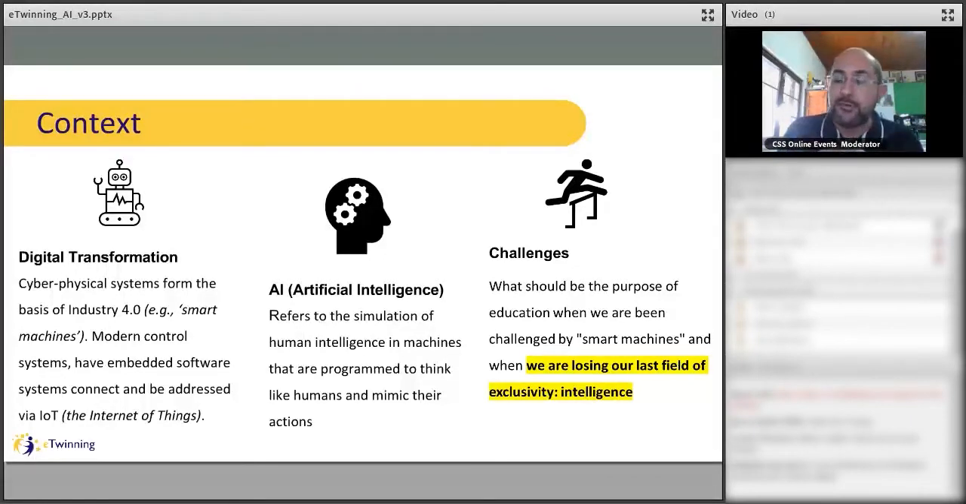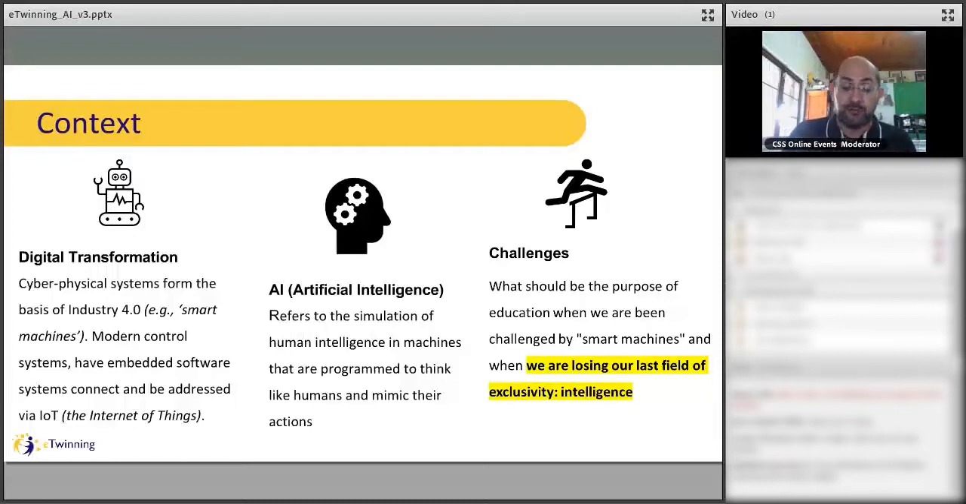Context. We are living through a tremendous digital transformation. It is based on what is called Industry 4.0, where we have smart machines. We have the biological side with the physical side, what we call cyber-physical systems. We have the Internet of Things that connects all these points. We have big data because we are producing lots of data. We have quantum computing and so on. And one very important key here is artificial intelligence. Okay? So when you put all this together, we have this huge digital transformation.